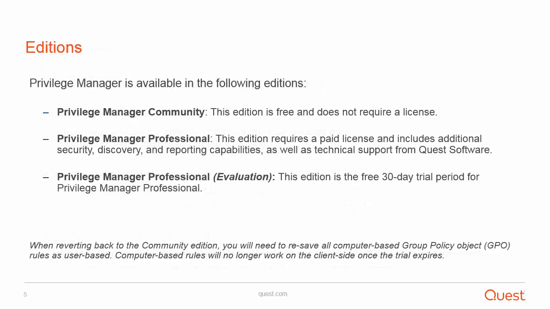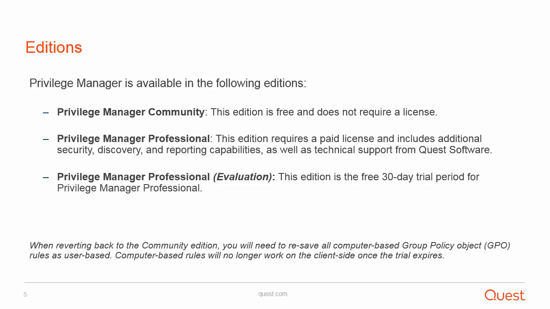There are three versions of Privilege Manager. Privilege Manager Community Edition is free and does not require a license. Privilege Manager Professional. This edition requires a paid license and includes additional security, discovery, and reporting capabilities, as well as technical support from Quest Software. Privilege Manager Professional Evaluation is a 30-day trial period for Privilege Manager Professional.